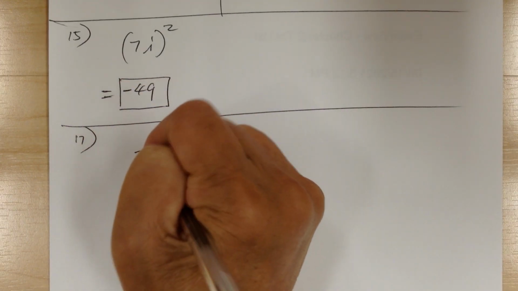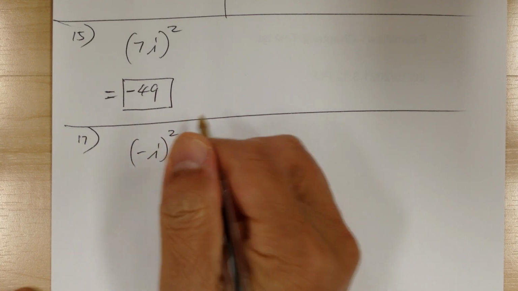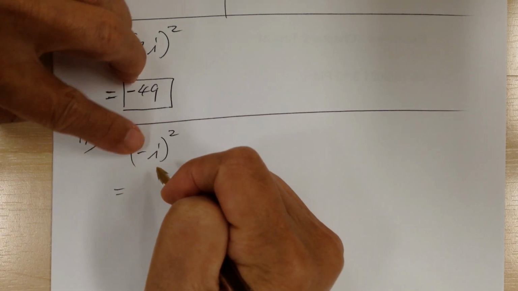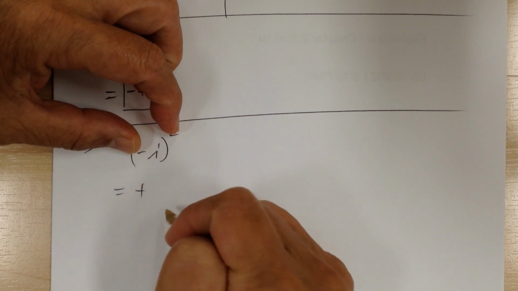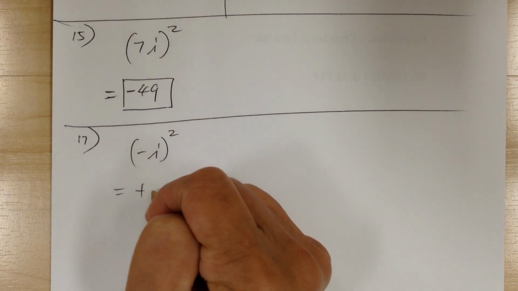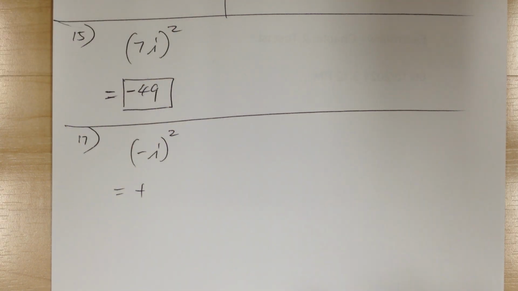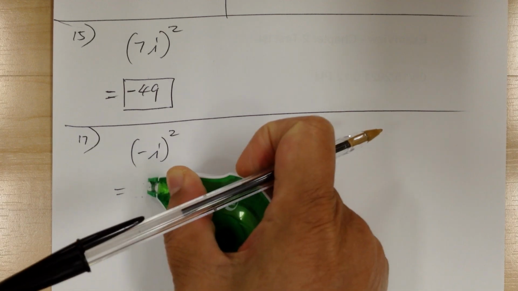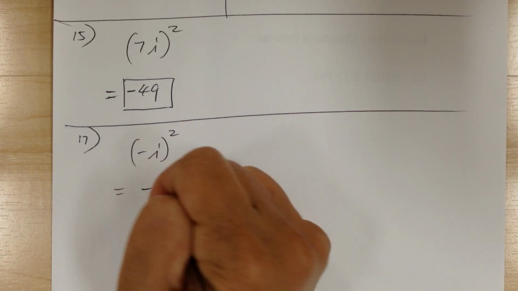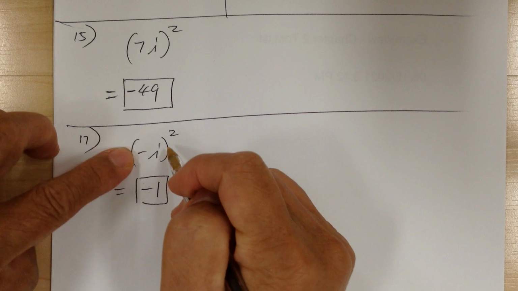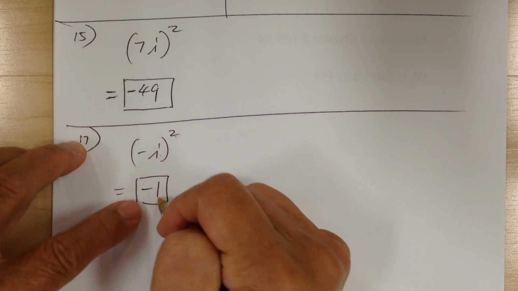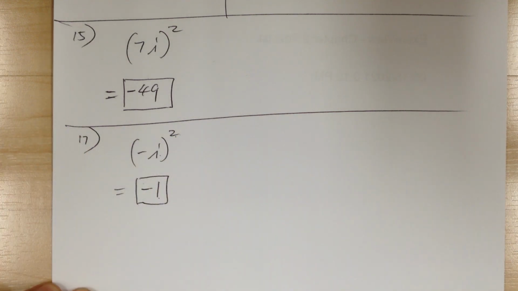17, you got -i squared. So negative squared is positive. i squared is negative. So this would be just -1. Again, negative squared is positive, i squared is -1, and so that's your answer.